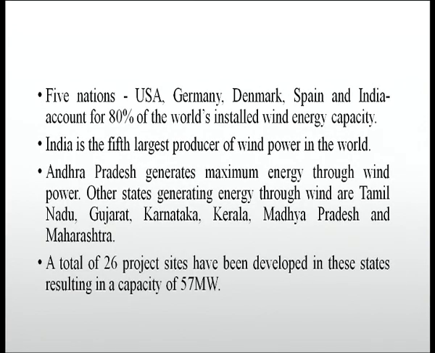Five nations, USA, Germany, Denmark, Spain and India, account for 80% of the world's installed wind energy capacity. India is the 5th largest producer of wind power in the world. Andhra Pradesh generates maximum energy through wind power. Other states generating energy through wind are Tamil Nadu, Gujarat, Karnataka, Kerala, Madhya Pradesh and Maharashtra. A total of 26 project sites have been developed in these states, resulting in a capacity of 57 megawatts.